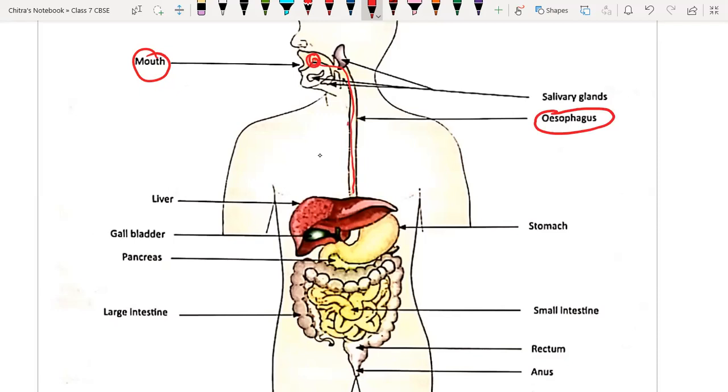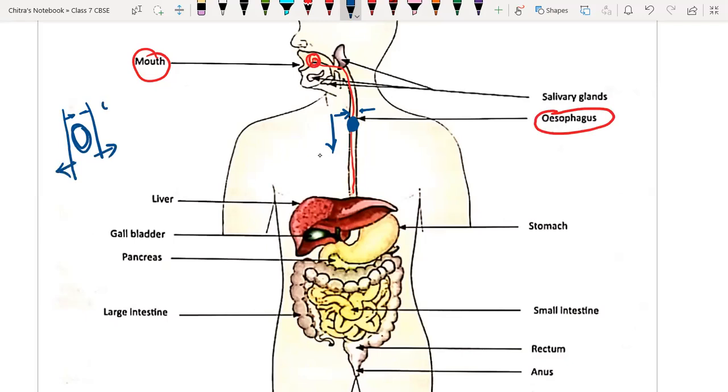Okay, suppose here we have the food. How is this food going to be transported automatically toward the stomach? The muscles of the esophagus above the morsel contract. Suppose here we have the esophagus, and here we have the food. The muscles of the esophagus in this region will contract, and the muscles in this region will relax.